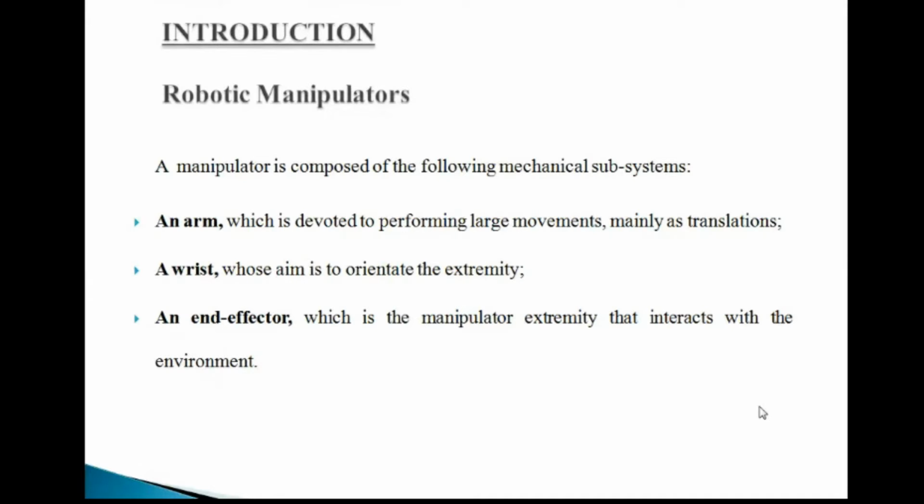Movement, like some translational movements. Then is a wrist, which orientates the extremity, meaning it controls the orientation of the arm. Then is the hand effector, or we can say robotic hand, which is the manipulator extremity that interacts with the environment.